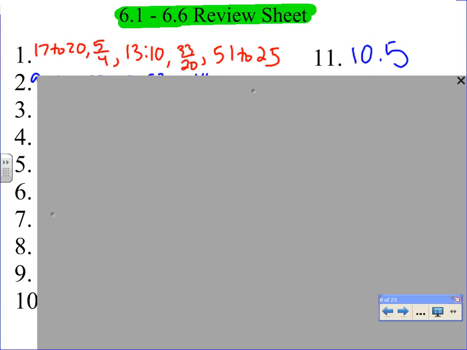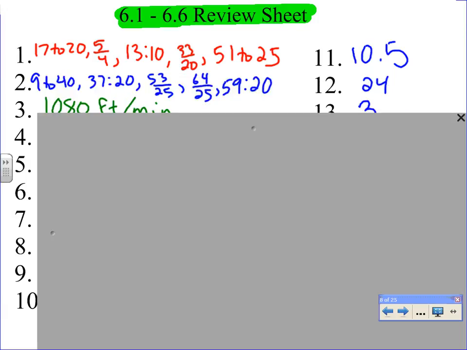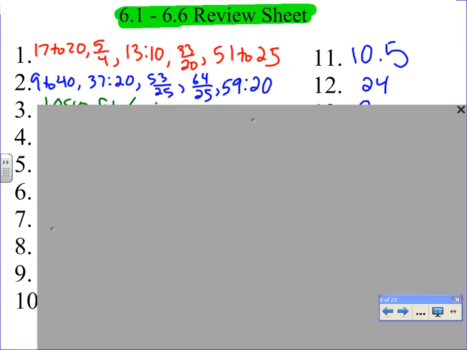Okay, number 1, in order, we have 17 to 20, 5/4, 13 to 10, 33/20, 51 to 25. So in order, there's your number 1. Number 2, in order, 9 to 40, 37 to 20, 53/25, 64/25, 59 to 20. Okay, number 3, David, what did you get? Okay, per minute. So 1,080 feet per minute.